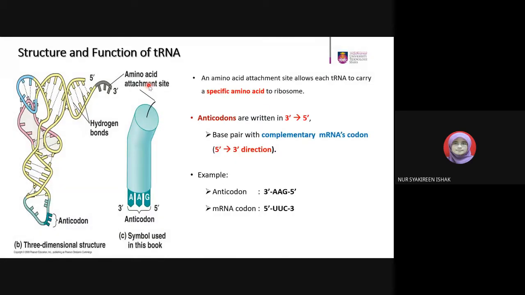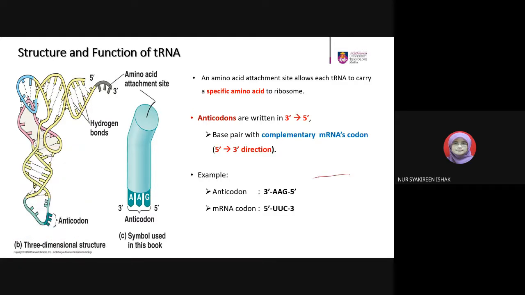Okay, so an amino acid attachment site allows each tRNA to carry a specific amino acid to the ribosome. So anticodons are written in 3' to 5'. Okay, it is written in 3' to 5'. Sebab kalau awak tengok kat sini kan. Sekejap.